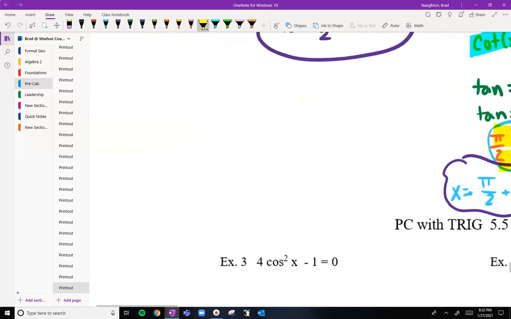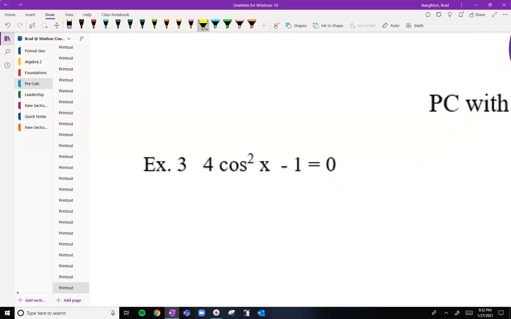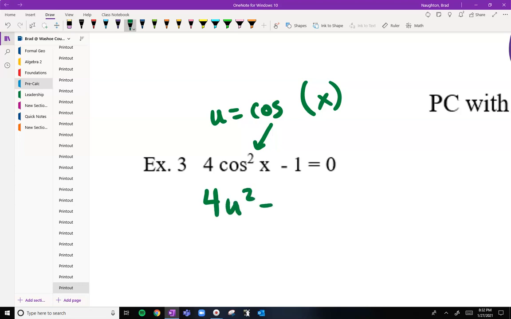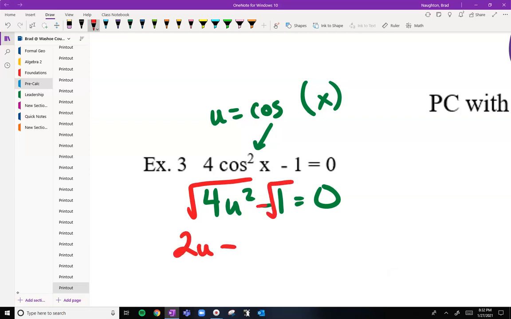All right. So, ladies and gents, this is one where you might try that substitution strategy again. So let's say u is equal to cosine x. If it's not jumping out the page at you right now, sorry, not squared, just cosine x. And so I'm like, okay, this is a cosine squared, so it's going to be 4u squared minus 1 is equal to 0. And then I'm like, oh, sweet, this is a perfect square. So this is going to be, square root of that is 2u. Square root of that is 1. It's got a minus in between. That's a dead giveaway.